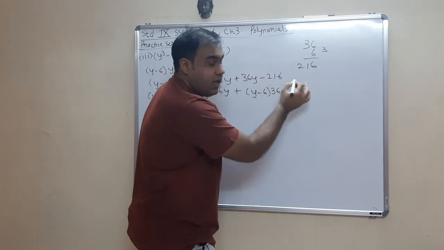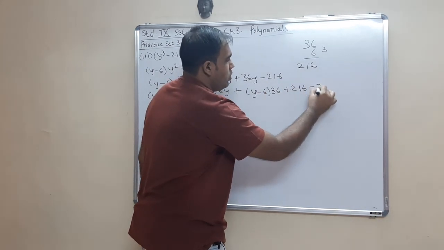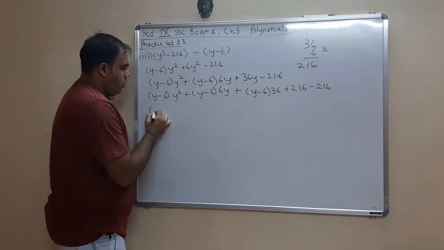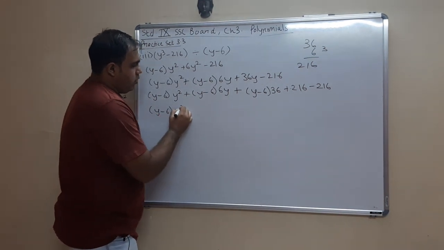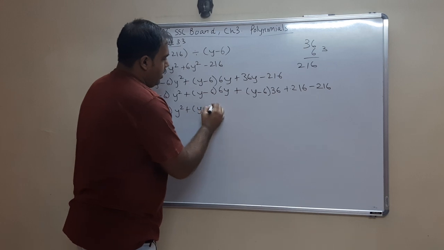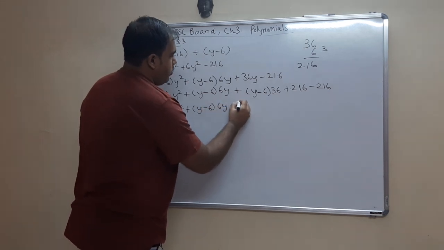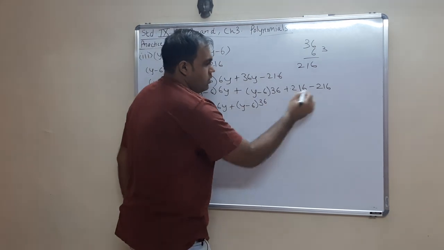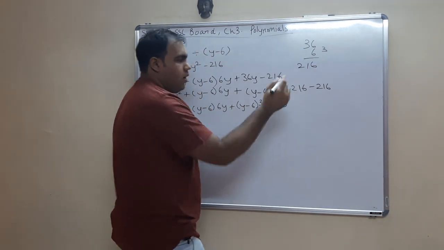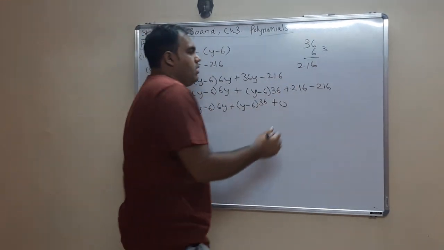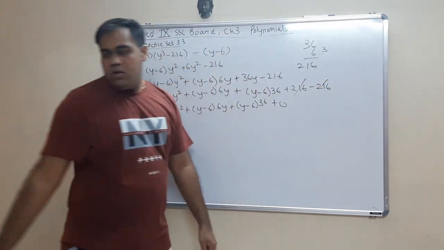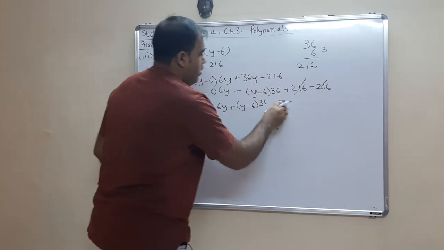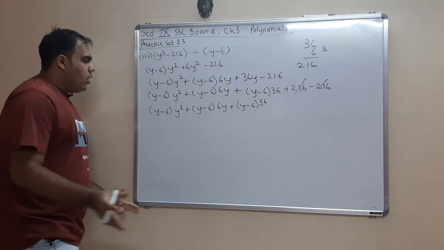ये वाला नीचे ले लेंगे. So आएगा minus 216. Okay, very easy. Now you are almost done. y minus 6 y square plus y minus 6 6y plus y minus 6 36 plus 0. 216 and 216 get cancelled. So ये plus 0 लिखने का भी ज़रूरत नहीं है. Okay. Now we are done with answer.